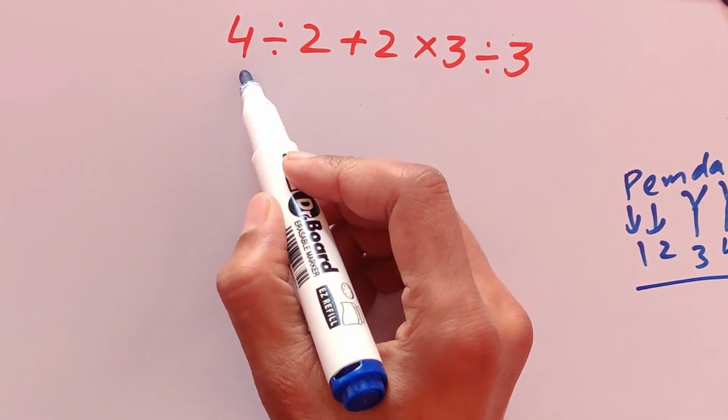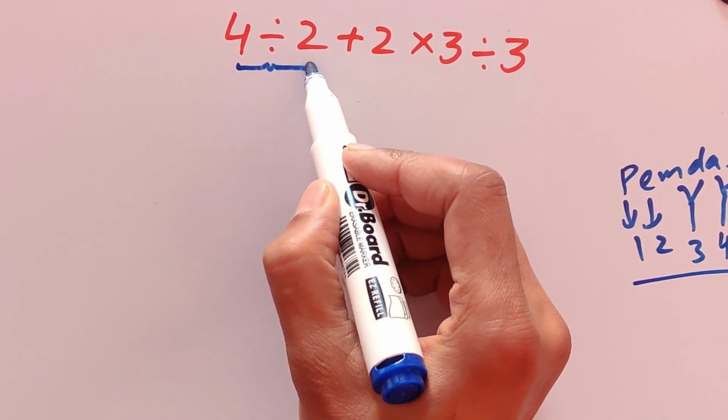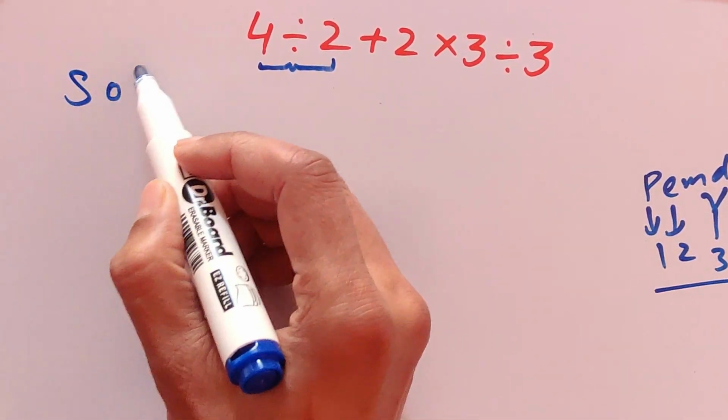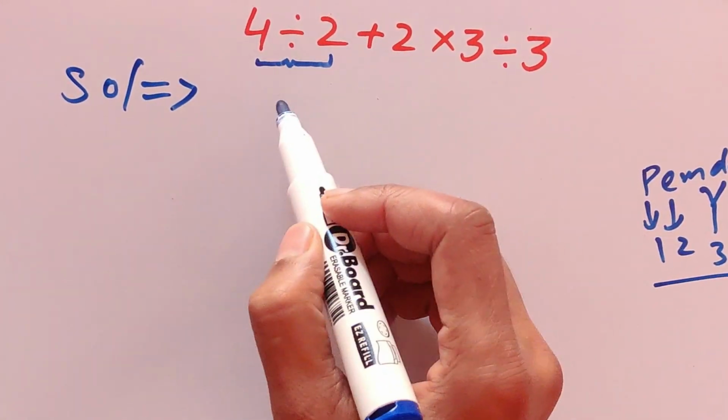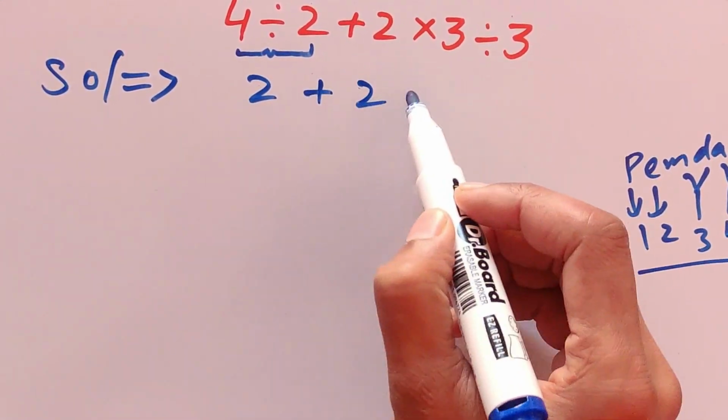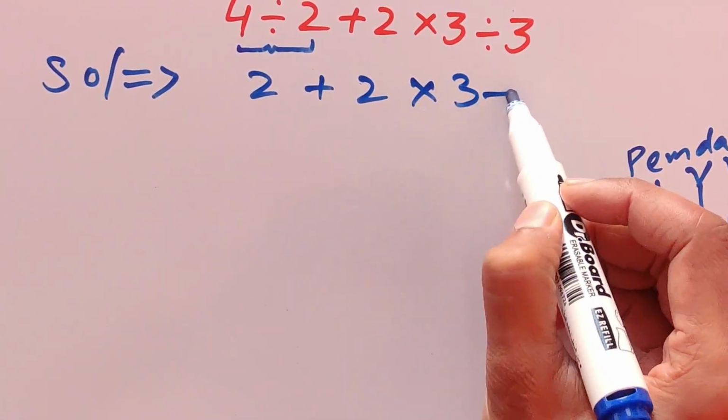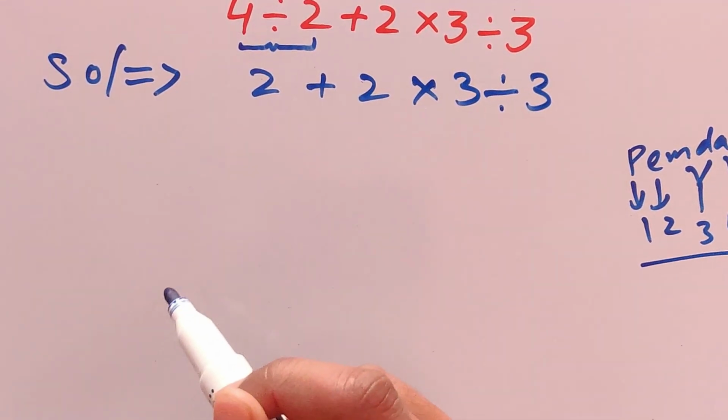So first of all, division, right? So solve 4 divided by 2, 2 plus 2 multiply 3 divided by 3, right?